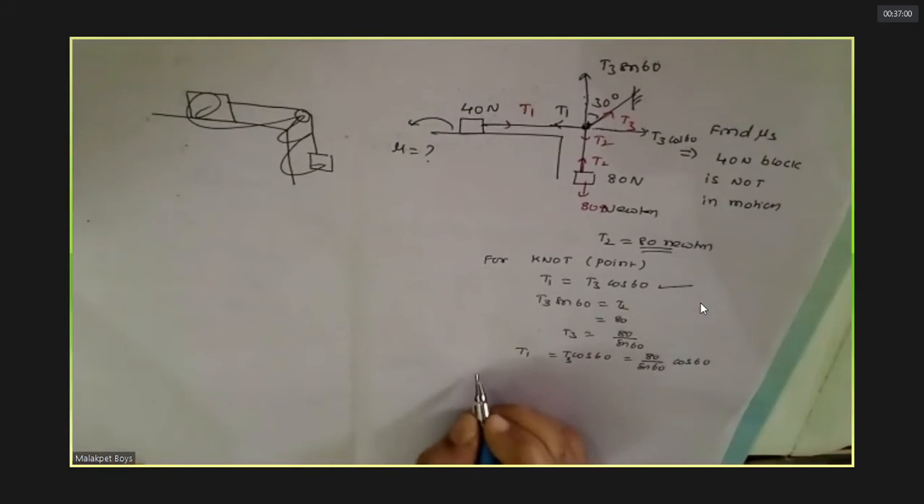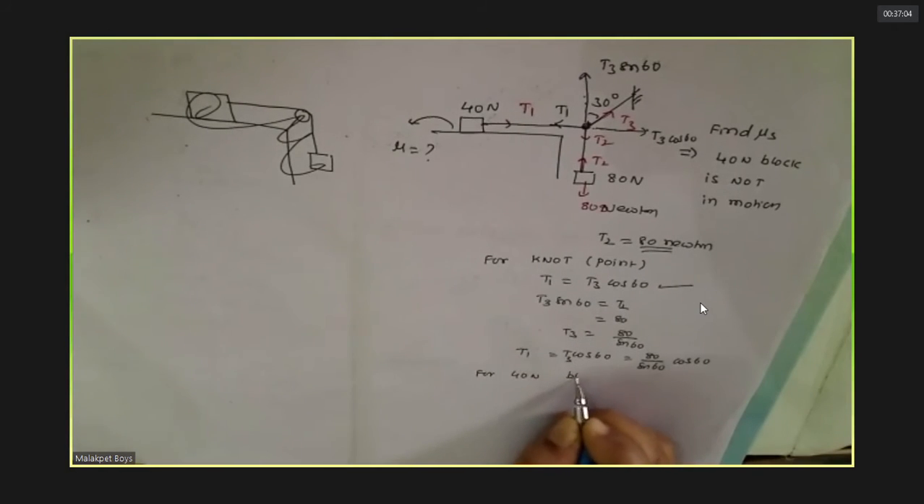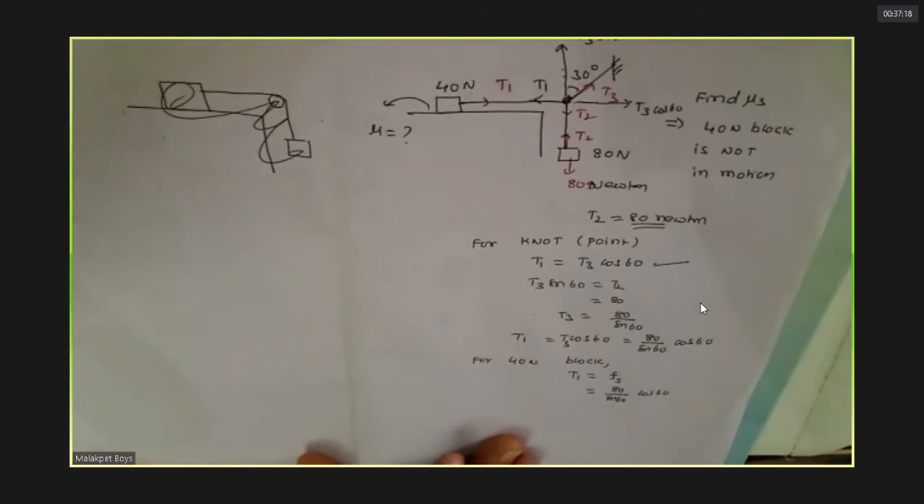Now for block 1, T1 must be equal to the force of static friction, no? Yes, sir. What is there to do in this one?